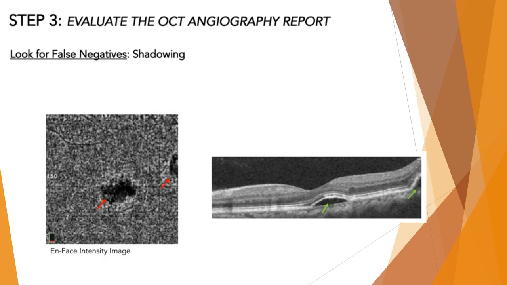So these two serous PEDs are resulting in shadowing on the ONFOS image there. You can see that there is blackness that's correlating with those areas of fluid.